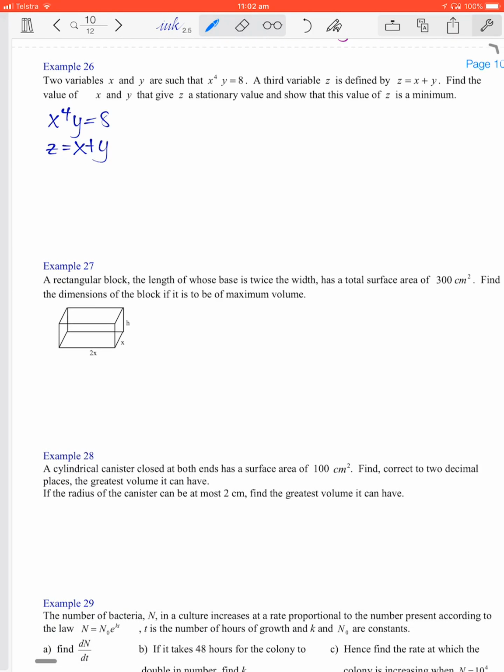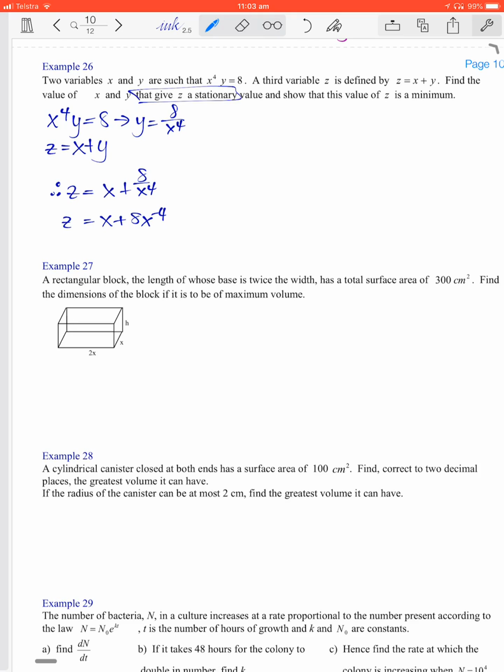Okay, so here it says show that this value is a minimum. Okay, so first let's get y in terms of x. So this gives me y equals 8 on x to the 4. So therefore we know z is equal to x plus 8 on x to the 4, or x plus 8x to the negative 4. Find the values of x and y that give it a stationary value. So dz/dx equals 0 for max/min. We don't know whether it's a maximum or minimum yet.